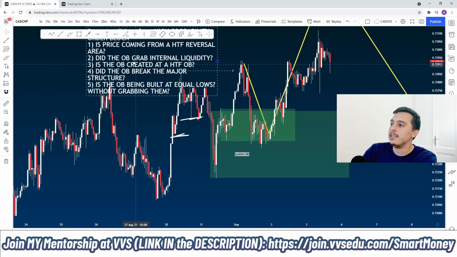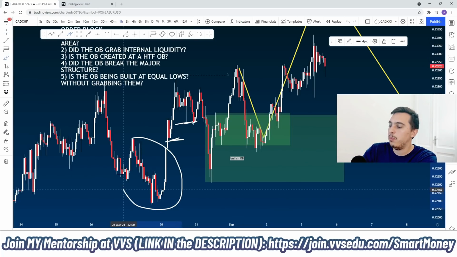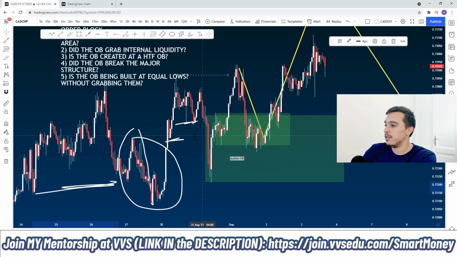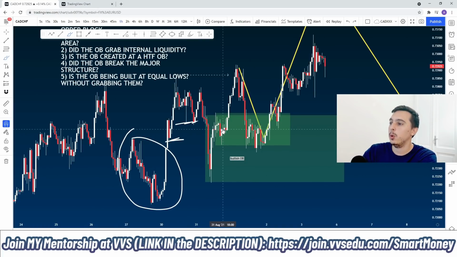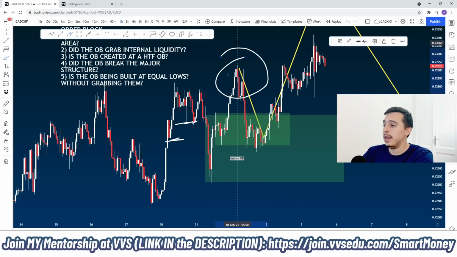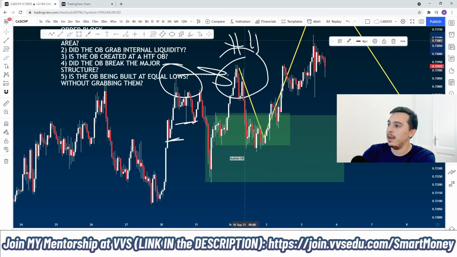Is the order block created at a higher time frame order block? Well, in this case, the higher time frame order block would be all of this previous higher low, which in this case grabbed liquidity previously and pushed higher. So yes, this order block was created from a higher time frame order block. Now, did the order block break the major structure? Yes, it did. Of course, the full breakdown of this analysis can be found in the live sessions that are recorded and we do during the week on the mentorship. But for the sake of this video, we are going to make it simple, talking about these specific rules. So price was breaking a major structure, which was the last high low. So now price is coming from making a higher high.